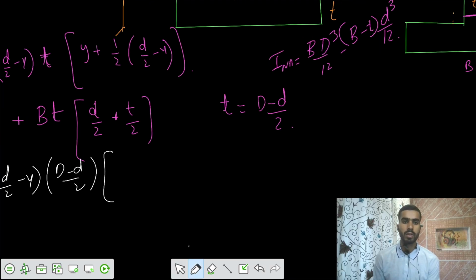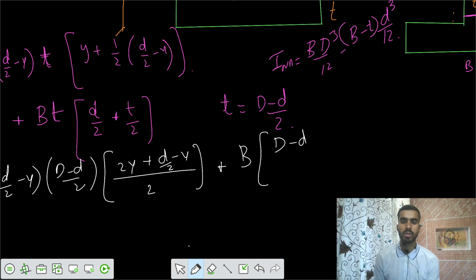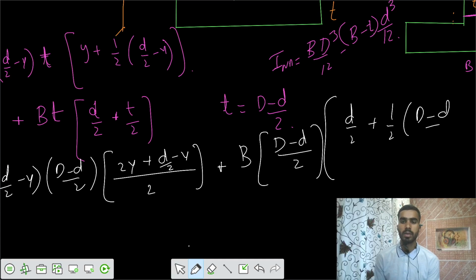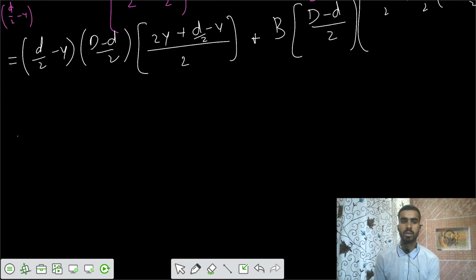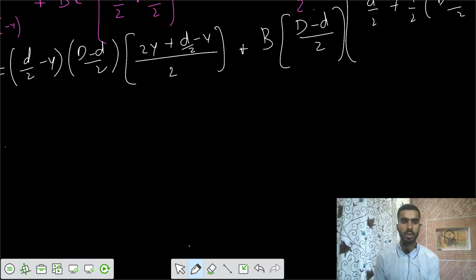So we got this value of 2y plus d minus y divided by 2, and you have also d by 2 here. So we got this one, then plus b times the thickness, that is D minus d by 2, then after that d by 2 plus 1 by 2 of D minus d by 2. So you got this equation, and you have to solve it.